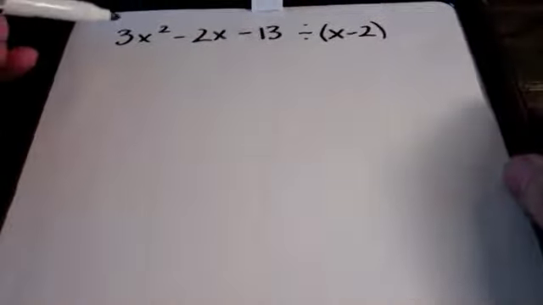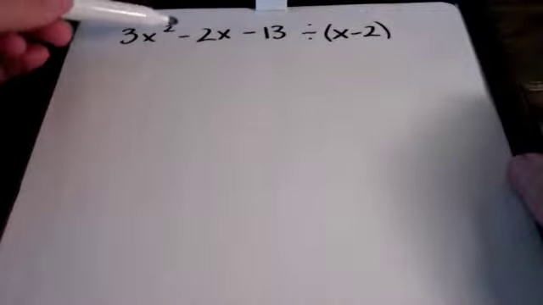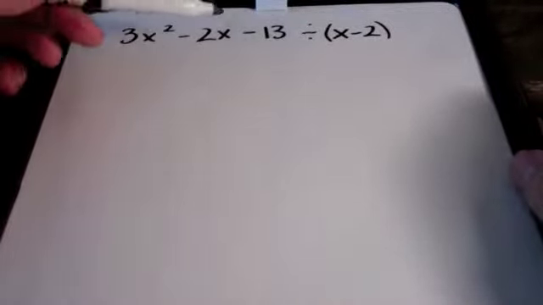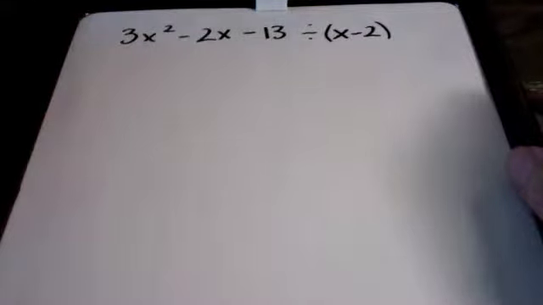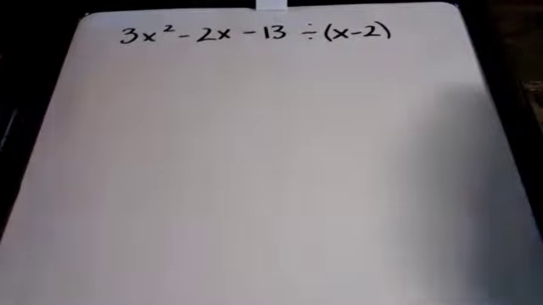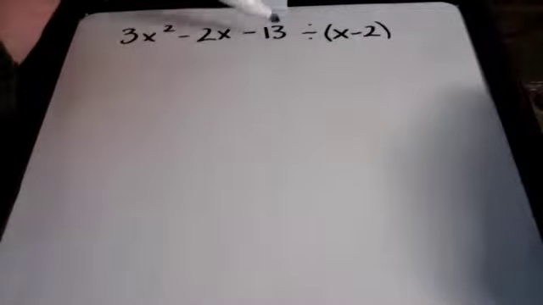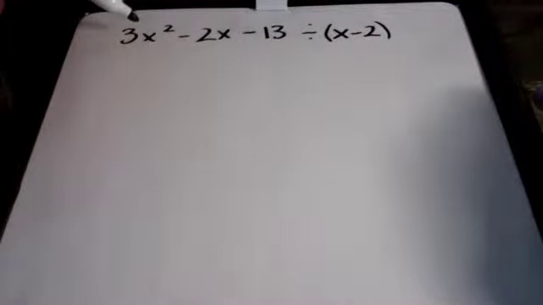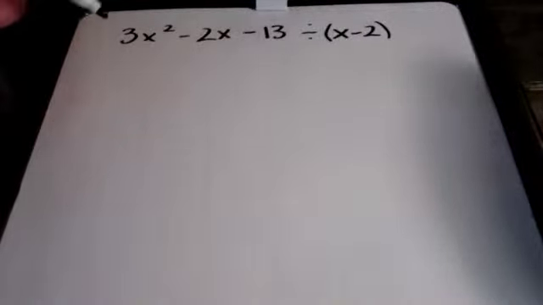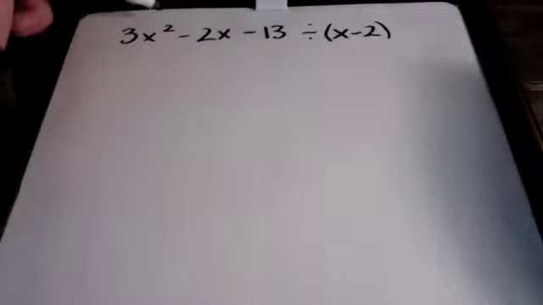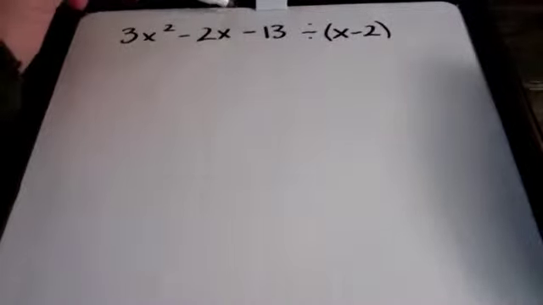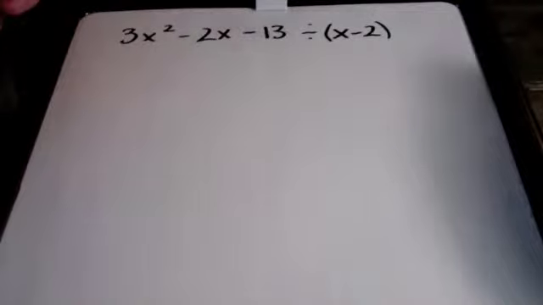So here we see our problem, 3x squared minus 2x minus 13 divided by the quantity x minus 2. So the first thing I do is rewrite into division form, and I want to check to see that my dividend here is in standard form. And standard form for polynomials is where you have the powers of x in descending order from left to right. So our highest power here is x squared, then we have x to the first, and then no x power. So that's already in standard form, and we can proceed.